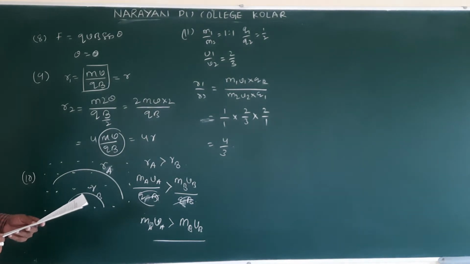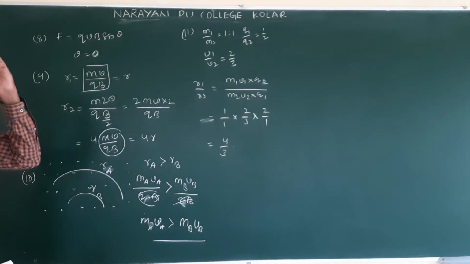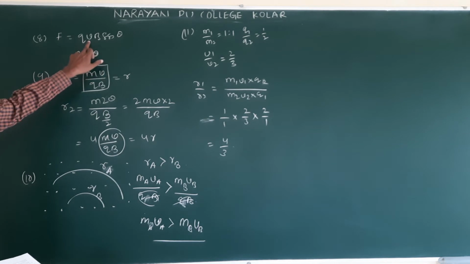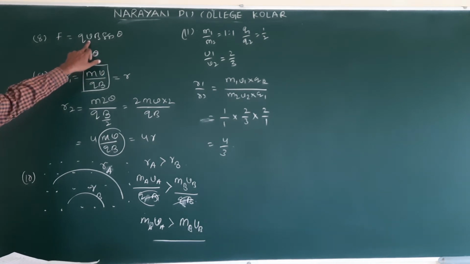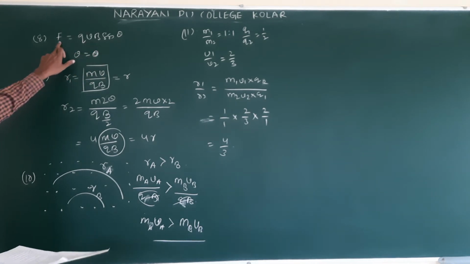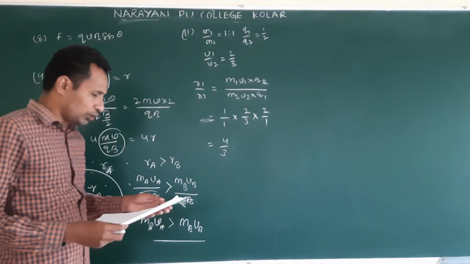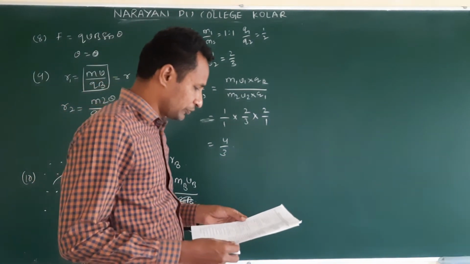Next one, a very high magnetic field is applied to a stationary charge. Then the charge experiences no force according to this formula. Charge at rest means velocity 0, and velocity 0 means force 0. So, for question 12, the fourth option.